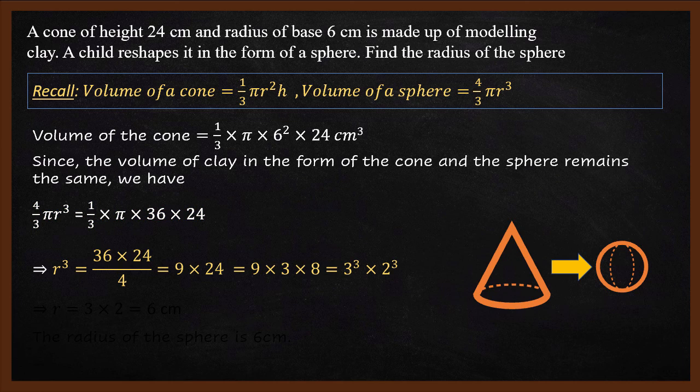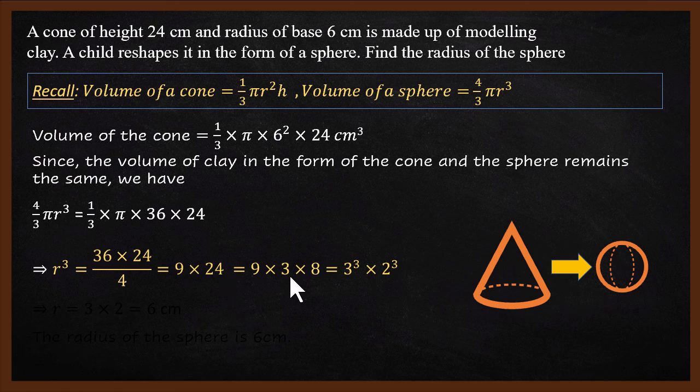If you simplify this, what happens? Pi by 3 gets cancelled in both places. And we are left with 36 multiplied by 24 on the right hand side, 4 on the left hand side. When we take 4 to the right hand side, it goes into the denominator. So we divide the whole thing by 4. You simplify this. 36 divided by 4 is 9.